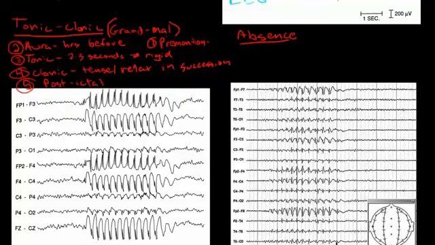Now, not all patients with tonic-clonic seizures are going to go through all 5 of these stages. Some may or may not have premonition or aura. Some may have just a tonic seizure. Some may have just a clonic seizure. But this is the classic 5 phases of the tonic-clonic seizure.